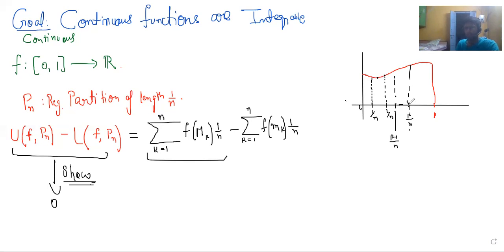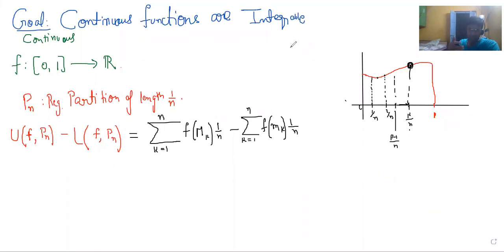So I pick that interval, I pick the maximum, f of capital MK, and then I multiply it with the length of the interval, but in this case it's just 1 by n. The ultimate goal is to show that you can make this difference smaller than that. That's the way to show that, because there's no formula of limit that you can use here. This is an arbitrary function to that extent.